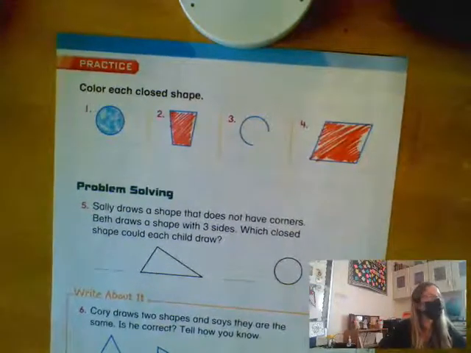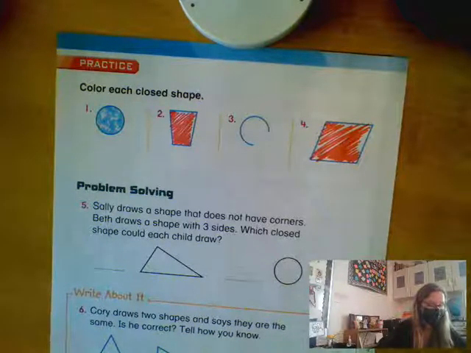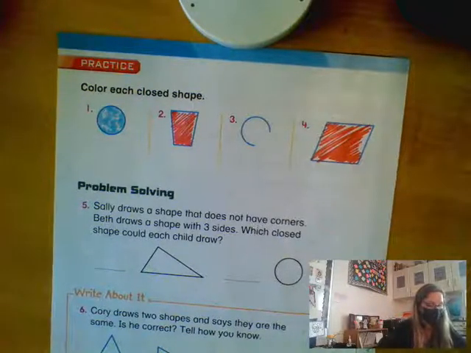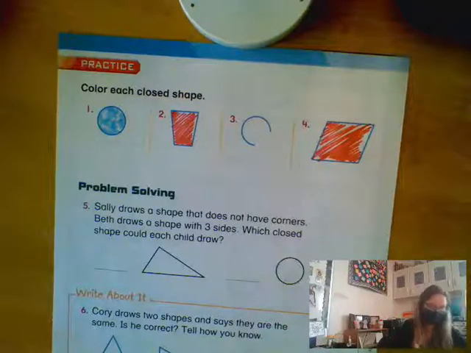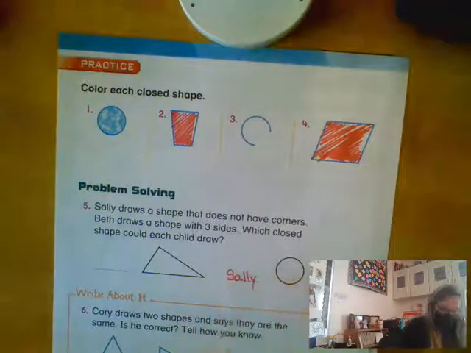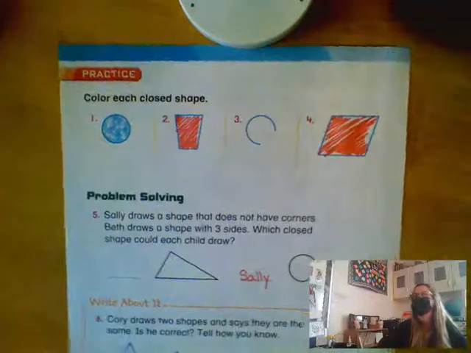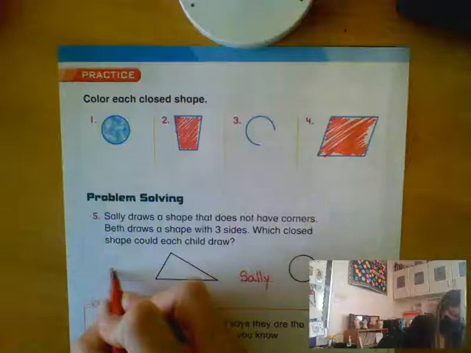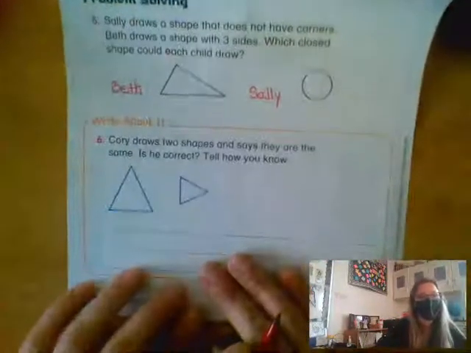And number 5, Sage, it says Sally draws a shape that does not have corners. Beth draws a shape with 3 sides. Which closed shape should each child draw? So Sally has no corners. So which one is hers? The circle. So on this line next to the circle, write Sally. And Beth draws a shape with 3 sides. So Emily, which one is Beth's shape? The triangle. I know, this is an easy chapter. I told you guys that. That's why we're doing 2 and 1.